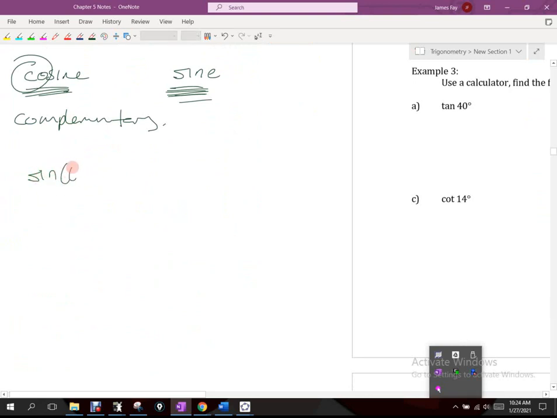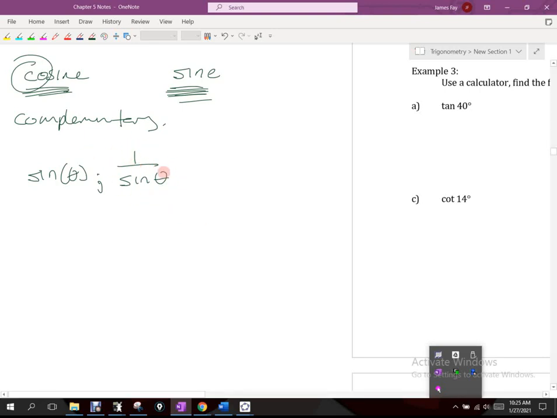If I go with sine of theta, what is the reciprocal? The reciprocal of that is 1 over sine of theta, right? Does that make sense? Okay, so those are reciprocals, because if I multiply those, I get 1, right? And that's the definition of a reciprocal. They're multiplicative inverses, and their product gives us 1.